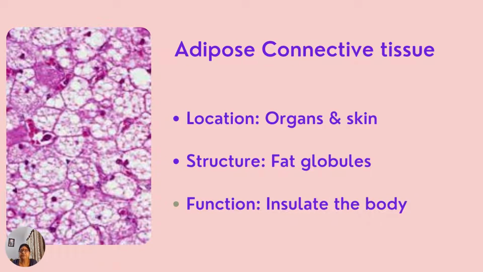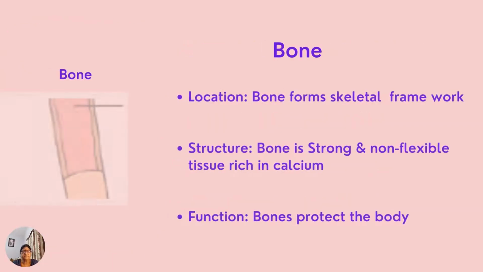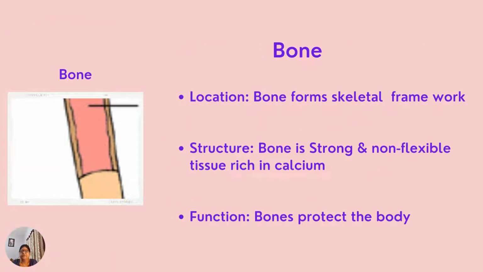Adipose connective tissue. They are the fat storing tissue found below the skin and in between internal organs. The cells of this tissue are filled with fat globules. Storage of fats also lets it act as an insulator. Bones. These form the skeletal structure of the body and are characteristically rich in calcium and collagen fibers. They protect the body and are the location of blood cell production.